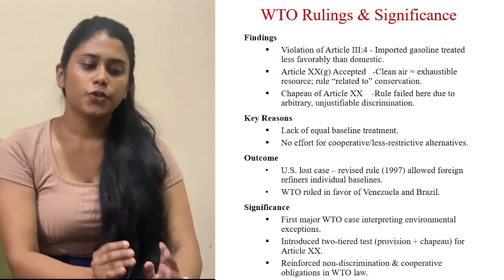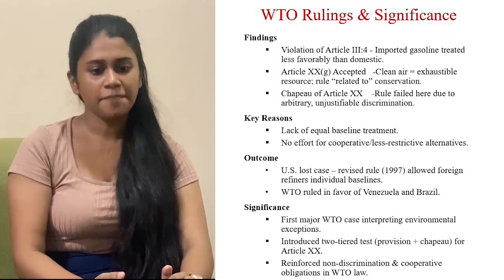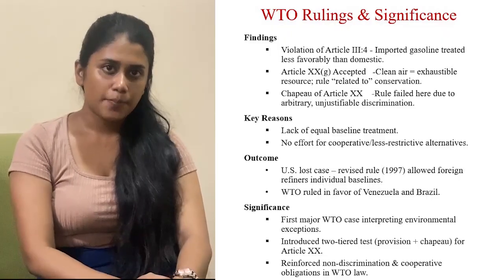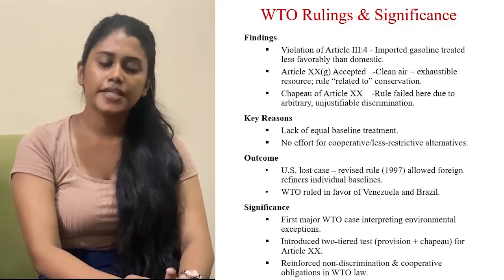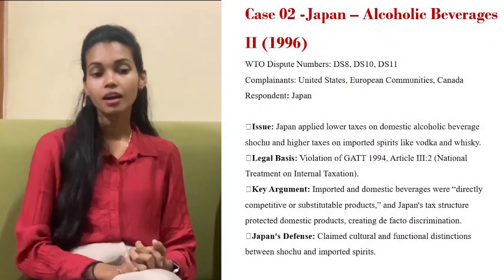The United States tried to justify it under Article 20, which allows environmental protection, but the World Trade Organization said the rule was applied unfairly. Next, we talk about the Japan Alcoholic Beverages II case.